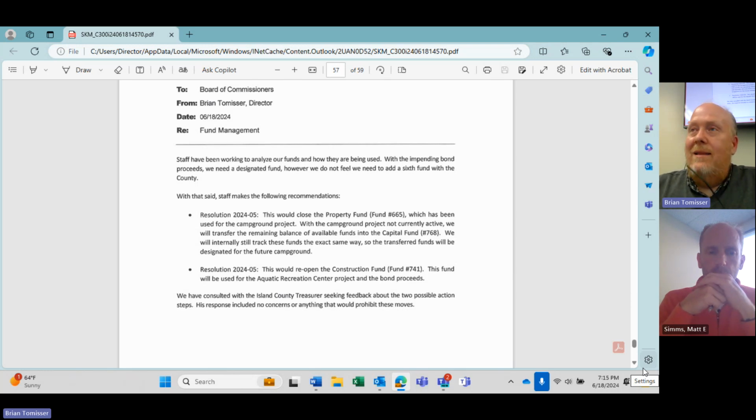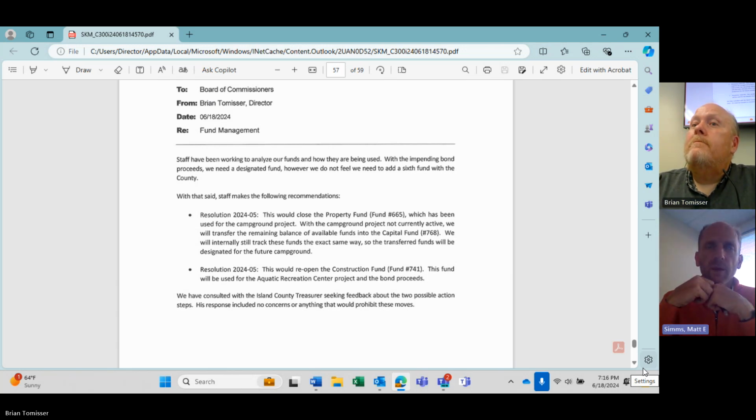We have consulted with the Island County Treasurer to make sure that these 2 moves make sense and they are logical for them. And they have no feedback that gave us any concerns or any red flags to these moves. So they seem pretty straightforward. And it keeps us at 5 funds, which is, we don't need any more than 5 funds. So those are our 2 recommendations. Yeah, and as treasurer, I support the board, the staff recommendations.